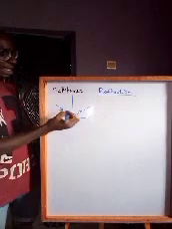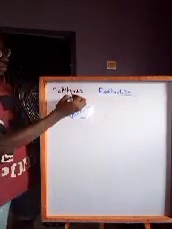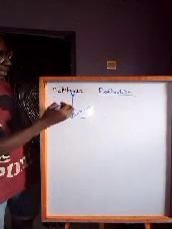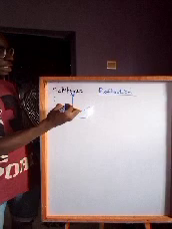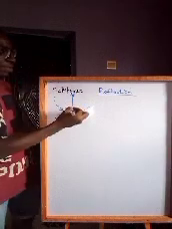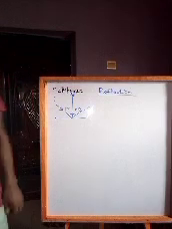So the incident ray and the reflected ray are both acting at this plane, and they have a normal between them. The angle between the incident ray and the normal is called the angle of incidence. The angle between the reflected ray and the normal is called the angle of reflection. Now those are the major things we're supposed to know about reflection.